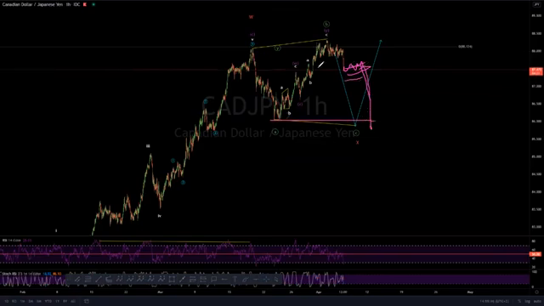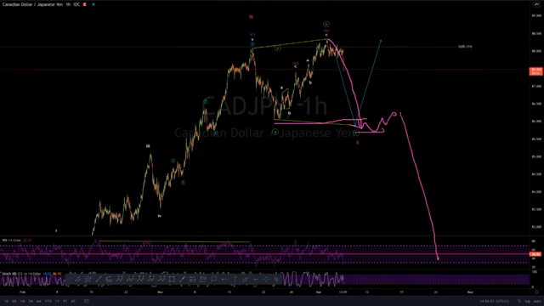But like I said, if you can hold this one, remember I've just shown you an alternative view that this expanding failed corrective structure might not be valid. We might be starting to get this deeper correction. So if you take this trade, then you must be patient with it and hold. Even if it takes this low here, I'm still expecting that it might still trade lower.